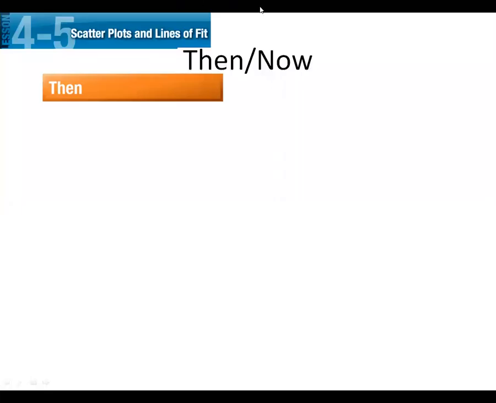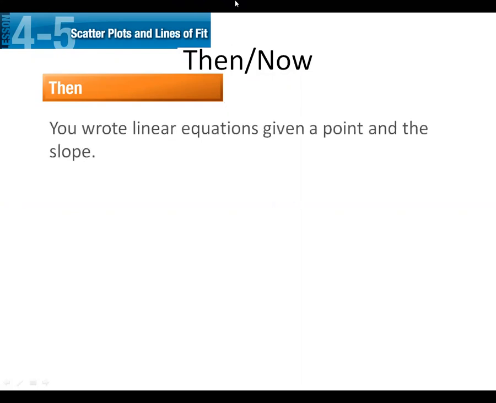All right, guys, we're going to do section 5 in chapter 4, talk about scatter plots and lines of fit. So previously, we talked about how to write linear equations given a point and the slope. And we did that in slope-intercept form and point-slope form. We did it with parallel lines. We did it with perpendicular lines.